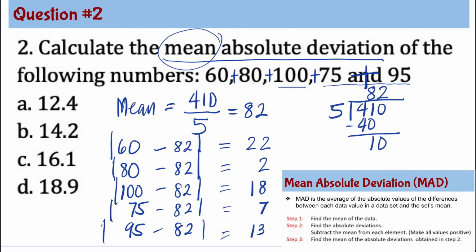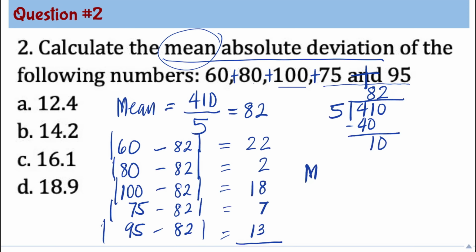And finally, the last step is to find the mean of these absolute value deviations. So to calculate for the MAD, or mean absolute deviation, we need to add 22, 18, 7, 3, 13, and then divide it by 5. So 7 plus 3 is 10. That's 20. And that's 22. So 20, 20, 22, that's 62 over 5.